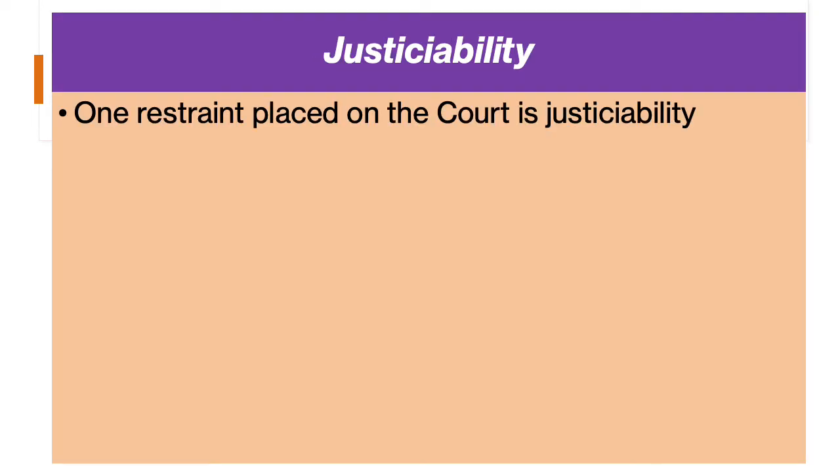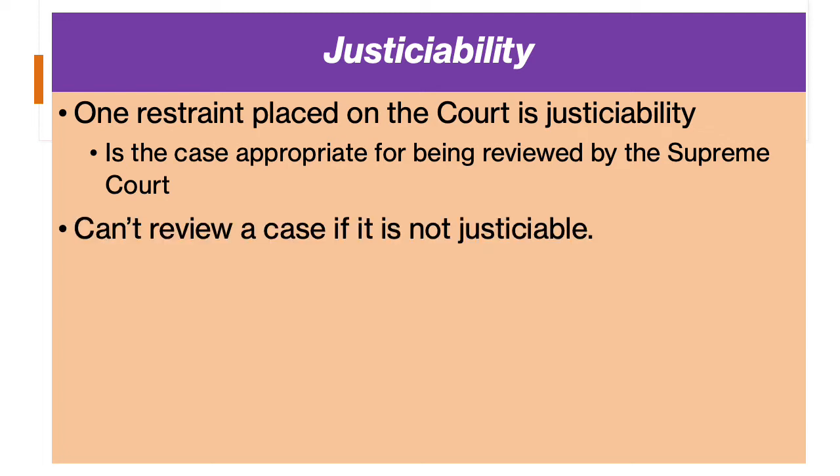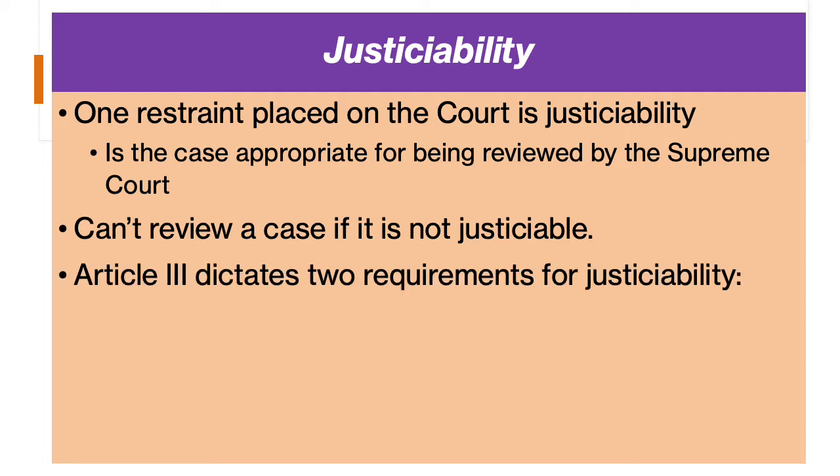One restraint placed on the court is justiciability. In other words, justiciability is whether a case is appropriate for being reviewed by the Supreme Court. The Supreme Court can't review a case if it's not justiciable. So what makes a case justiciable? Well, Article 3 dictates two requirements for justiciability.